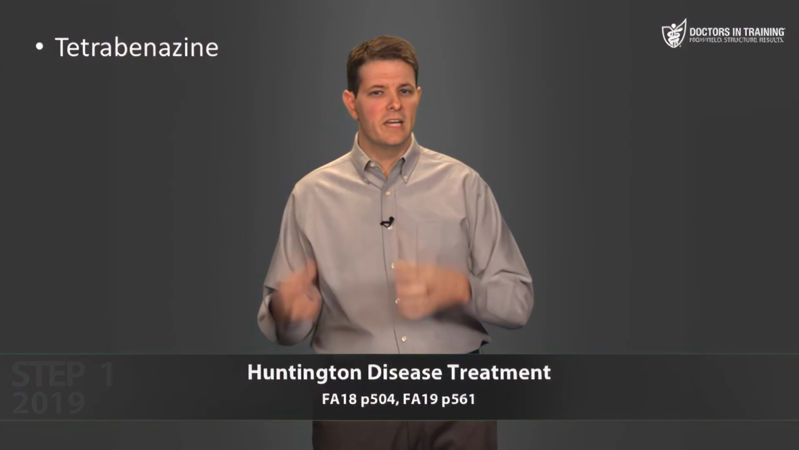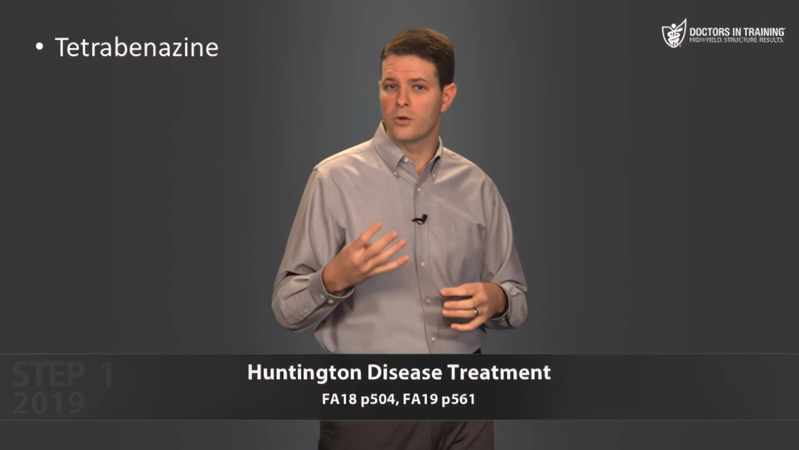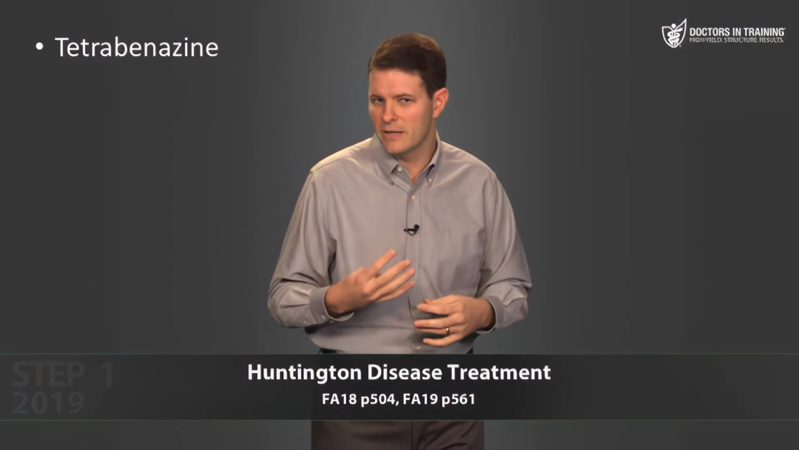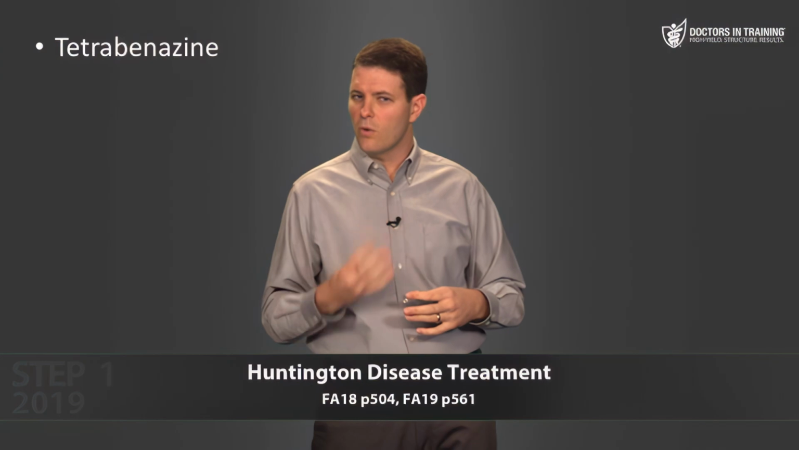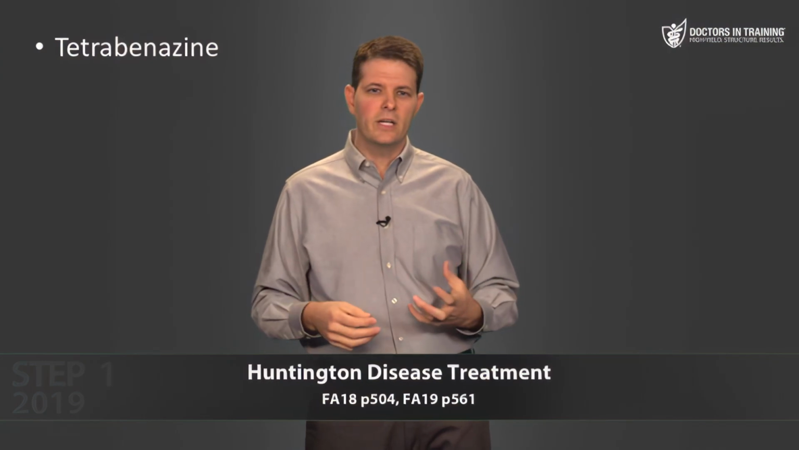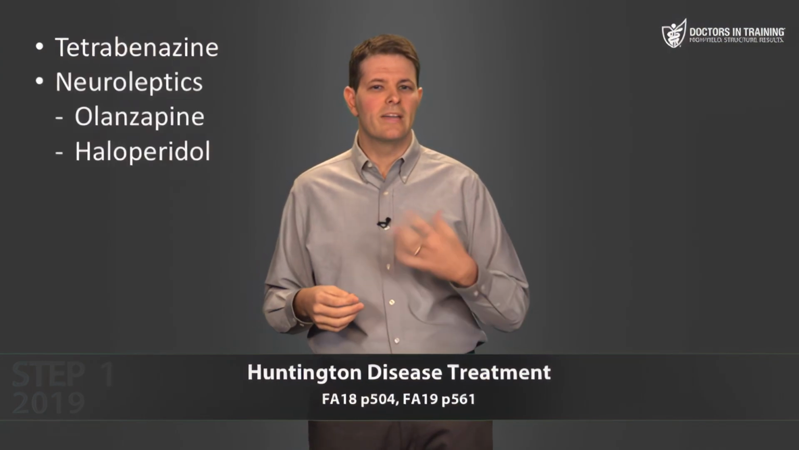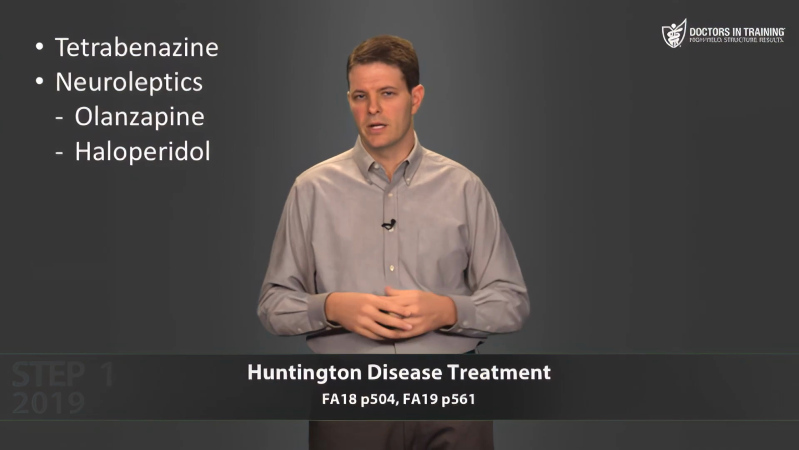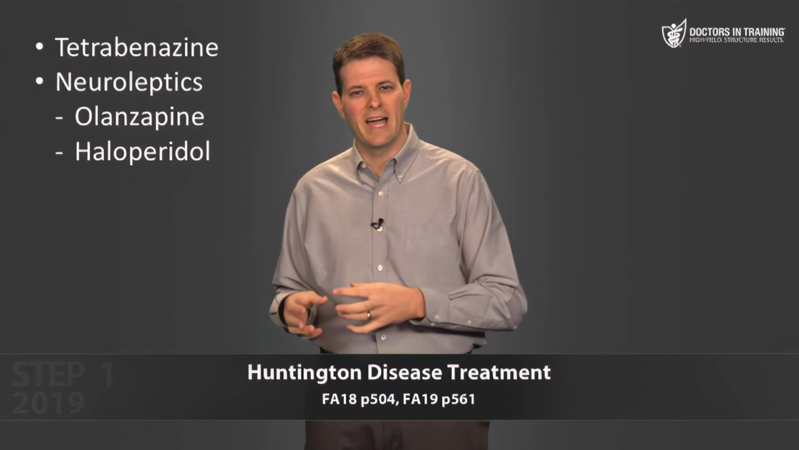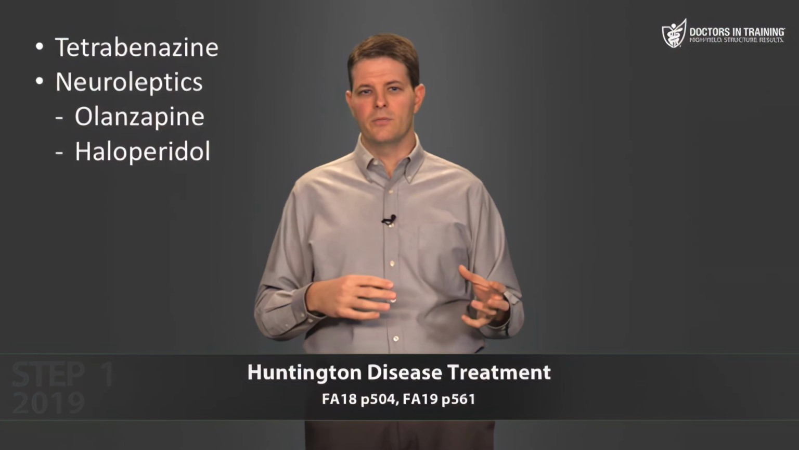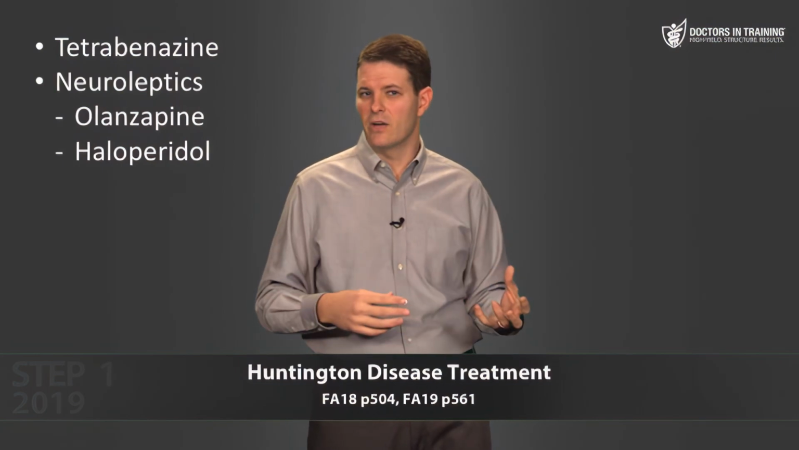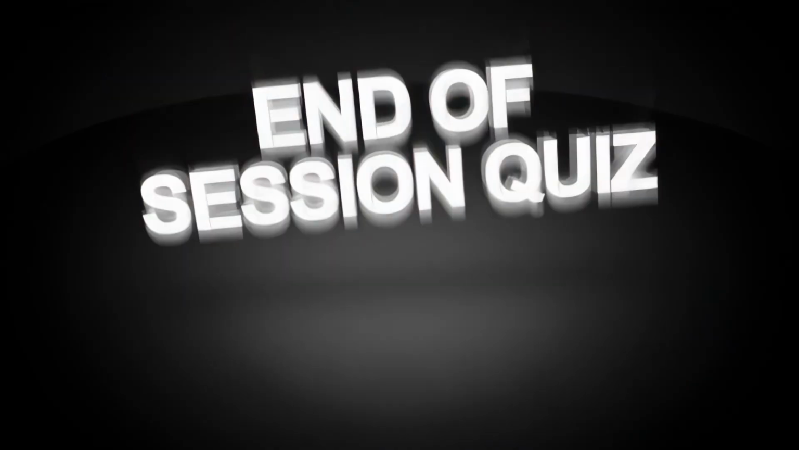If you remember all those C's in chorea, and you remember chromosome cuatro, you can link that to tetrabenazine because tetra is Greek for 4. And occasionally, we use neuroleptics like olanzapine and haloperidol to treat Huntington's disease because they also antagonize dopamine. And that can help treat both the chorea and the psychosis that's present. All right, that does it for the basal ganglia. Now let's move on to the end of the session quiz.